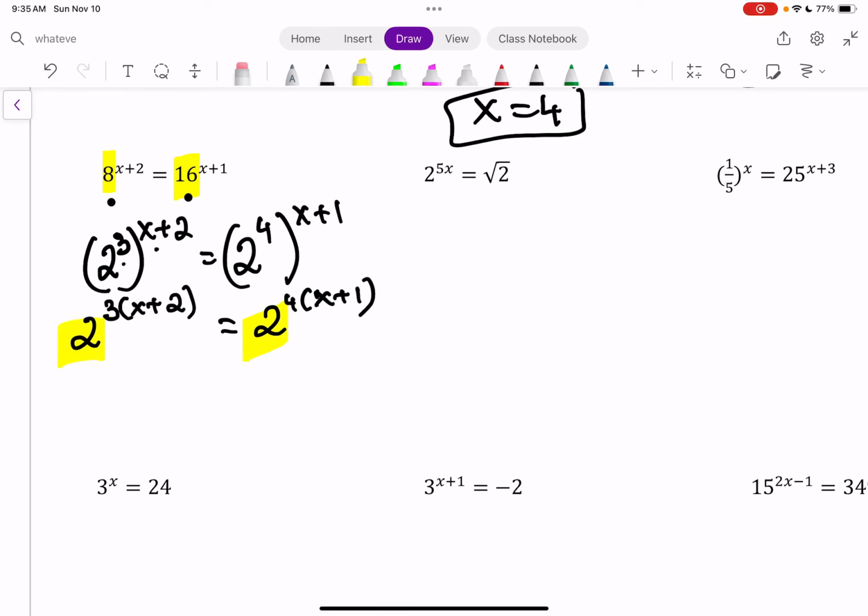Therefore, we can drop them. Again, we log both sides with a base of 2. That's what makes them go away. And I'm now left with just the simple linear equation again.